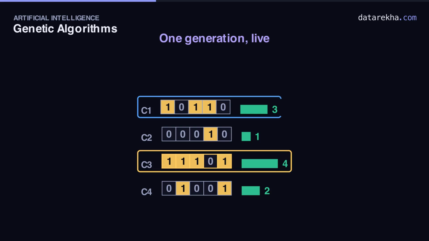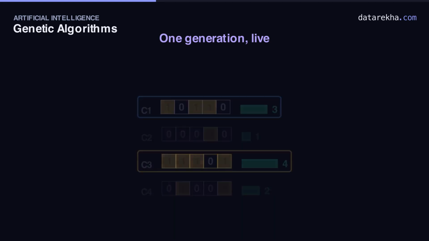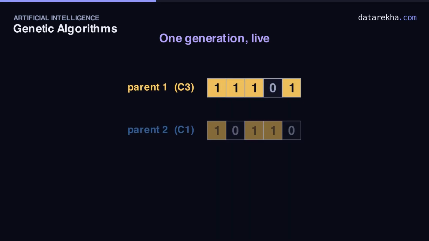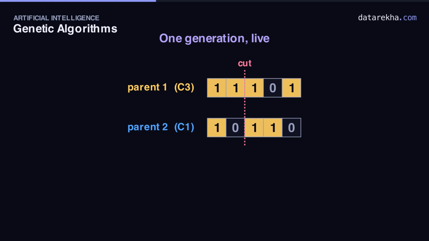Selection now picks 2 parents, favoring high fitness. The fittest, C3, is an easy pick. Alongside it, C3's neighbor C1 with fitness 3. These two will breed. Bring the 2 parents together. Parent 1, C3, 1 1 1 0 1. Parent 2, C1, 1 0 1 1 0. Choose a crossover point, say, right after the second bit. That single cut line runs through both strings.